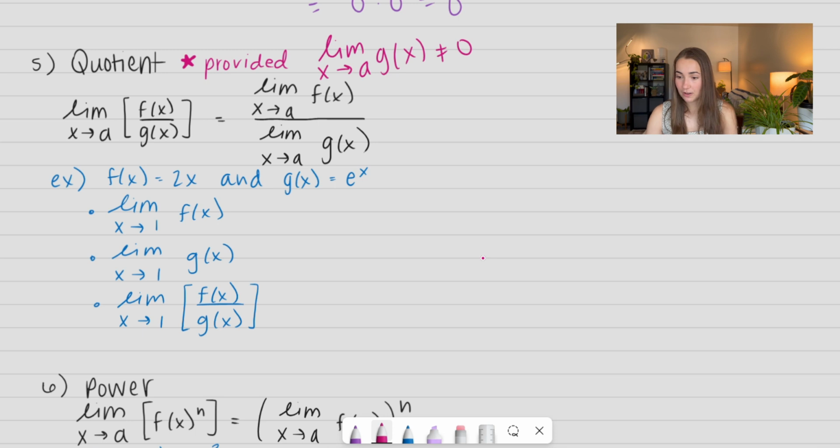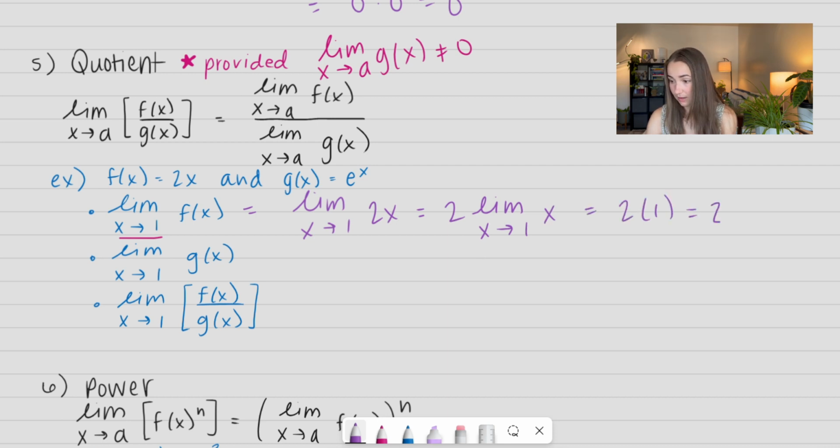So we have a new function here. f of x is the same function, but now we have e to the power of x, and we change the value that we're approaching. We're approaching 1 now. So I'm going to go ahead and plug it in. Limit as x approaches 1 of 2x. I can bring out that 2 using my constant multiple rule, or if you wanted, you could just use the linear function rule and apply it, whichever works best for you.